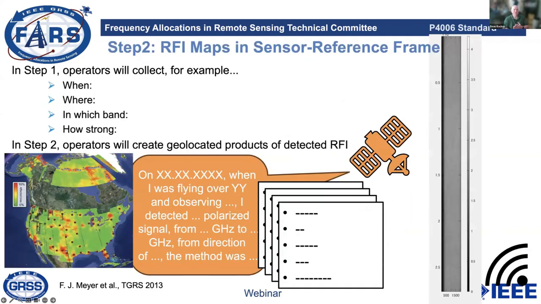I'm going to talk a little bit about step two with these RFI maps. You basically have the data collected. It goes into a database, but it also becomes something that you can observe. Here is a little bit of a mapped picture of the sources of interference as it's going over the United States and Canada. And it starts getting mapped out and says, okay, when I was in this area looking at this thing, I observed interference. So there's this basic data that you see: the when, the where, which band, in other words your frequency, and how strong it was. And that all leads to data that can then be used by other sensors to help avoid corruption of their data.